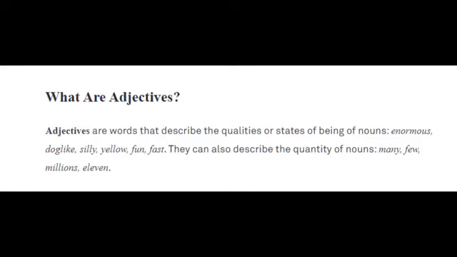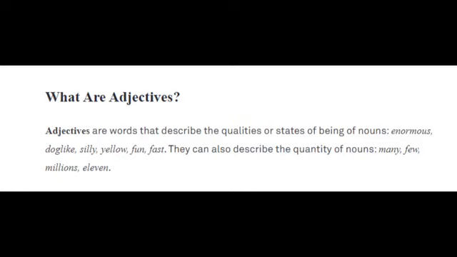Now, what are adjectives? Adjectives are words that describe the qualities or states of being of nouns. For example, enormous, which means very big. Dog-like means like dog. Silly means a type of foolish. Yellow, name of color. Fun, actually should be funny. Fast, that means how the person is related with speed.